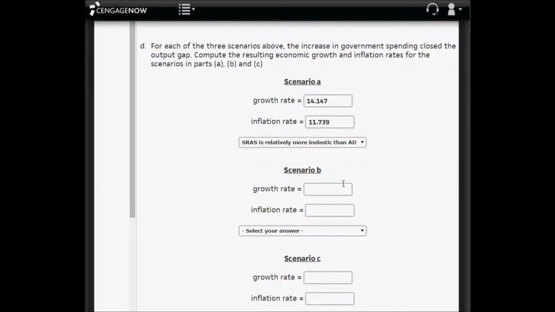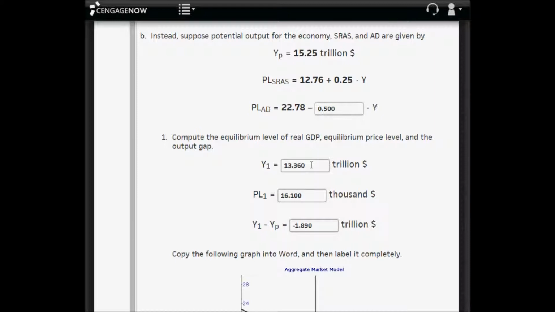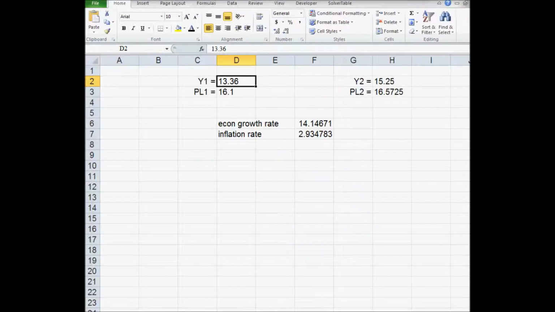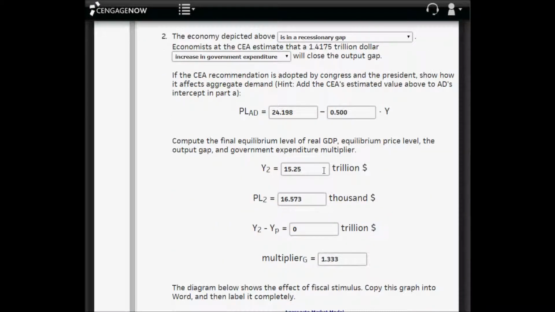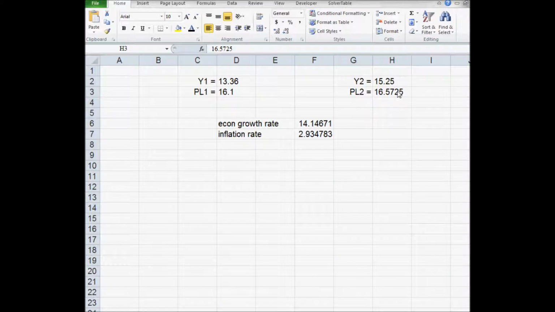In Part D, we want to calculate the growth rate and the inflation rate for scenario B. In scenario B, initial real GDP was $13.360 trillion. The price level is $16.1 thousand. We've copied those values right here. After the increase in government expenditure, real GDP increased to $15.25 trillion, and the price level rose to $16.573 thousand.